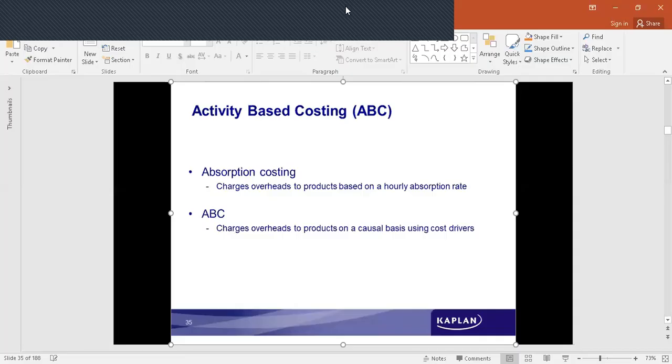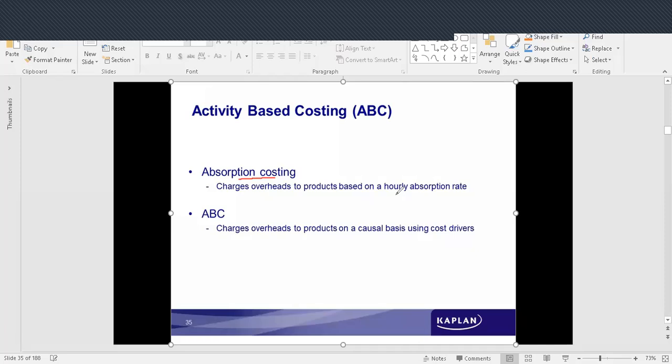See, here we see that the traditional costing system, also called absorption costing, charges overheads to products based on an hourly absorption rate or some predetermined overhead rate. So based on some rate, the overhead costs are allocated. What is the problem with that? Just now I have discussed. The issues would be that it would not be an appropriate allocation of overhead. So the determination of selling price also would be wrong, and that also has negative consequences.